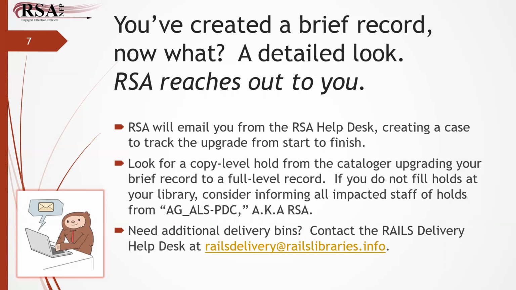We will use the subject line, "Please read, brief record upgrade," followed by the specific brief record title. Hopefully, this will help you sort through your inbox and easily find messages from RSA catalogers. In the email, the cataloger working with your item will let you know that they have placed a copy level hold on the item so its record can be upgraded to an OCLC record.